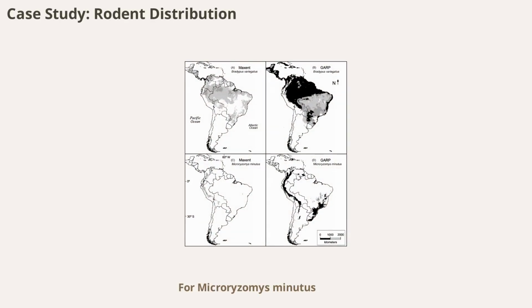For Microryzomys minutus, MaxEnt predicted suitable habitats primarily within the Andes, closely matching the species' known range. GARP, on the other hand, tended to overpredict, including areas outside the species' actual distribution. MaxEnt's predictions were more precise, reflecting the species' ecological requirements and barriers to dispersal. This precision is especially valuable for species with restricted or fragmented ranges.